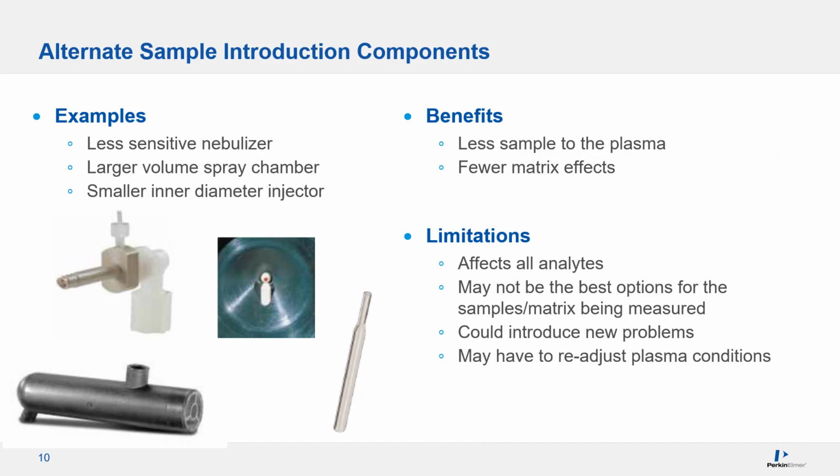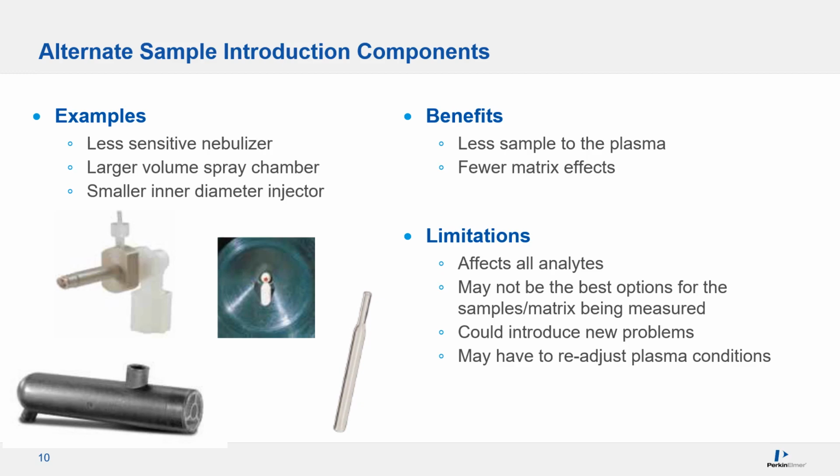Another option for reducing analyte intensity is to use alternate sample introduction components. Some examples include less sensitive nebulizers, larger volume spray chambers, and smaller diameter injectors. So if we consider less sensitive nebulizers, a lot of these are also more robust. So it'll have the benefit of being able to handle higher levels of total dissolved solids and even some samples with particulates in it. A larger volume spray chamber will filter out the larger droplets, so only the smaller droplets will make it into the plasma.